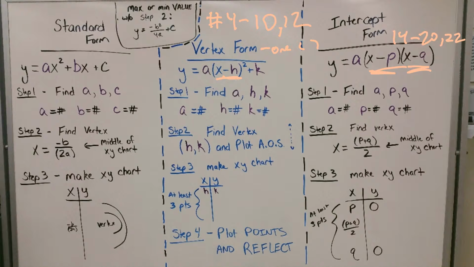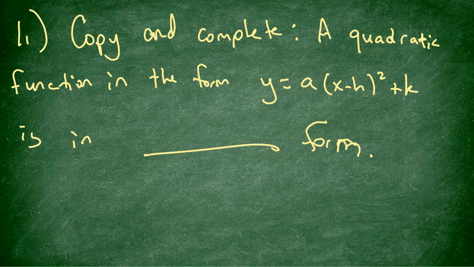So Intercept Form, you find A, P, and Q. Then you find the vertex. That's just the average of P and Q, so you do P plus Q together, then divided by 2. That's the middle of your XY chart. P and Q are your intercepts, so you just put P, 0 and Q, 0, and then you're done.